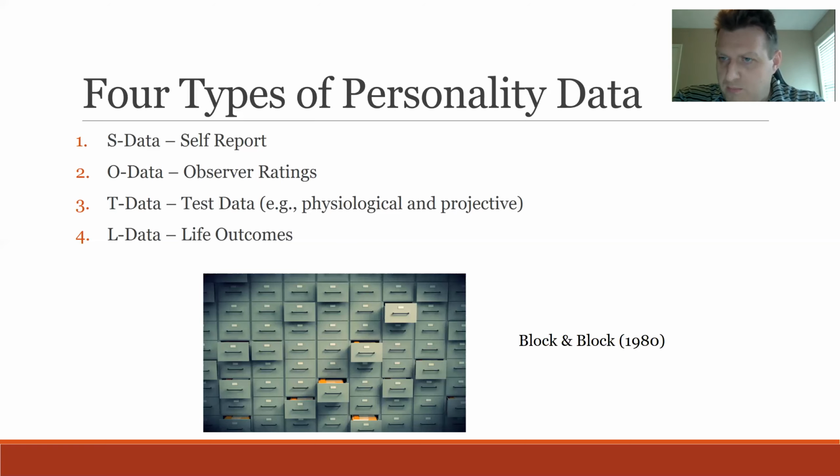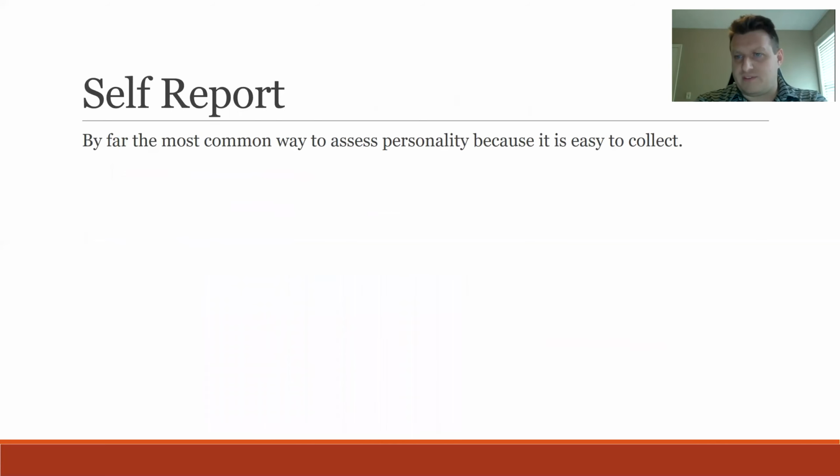What are the pros and the cons of all of these? What are some of the more nitty-gritty details? First, let's talk about self-report. Self-report, as I mentioned before, is by far the easiest way to collect personality data. It is by far the most common way of assessing personality. Why? All you need is a pen and paper. All you need is access to the internet, and you can easily give somebody some kind of quiz or personality test. When we take personality tests, the vast majority of the time we're taking self-report kinds of measures.